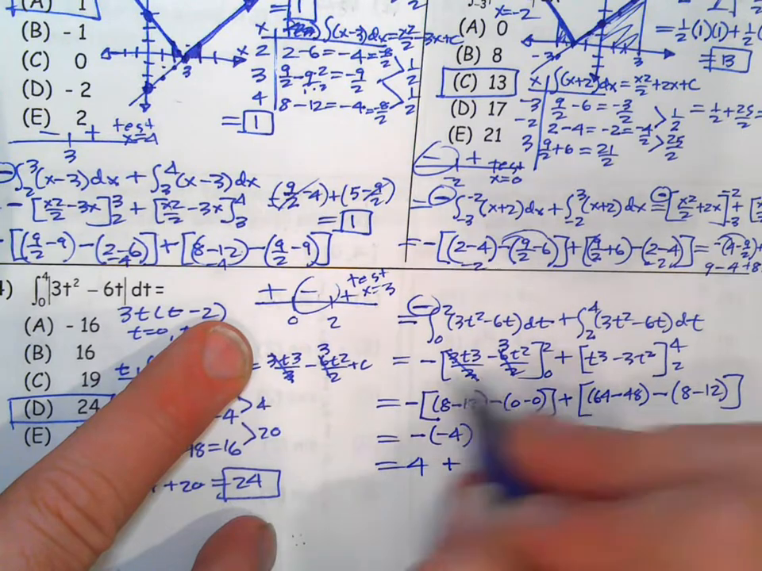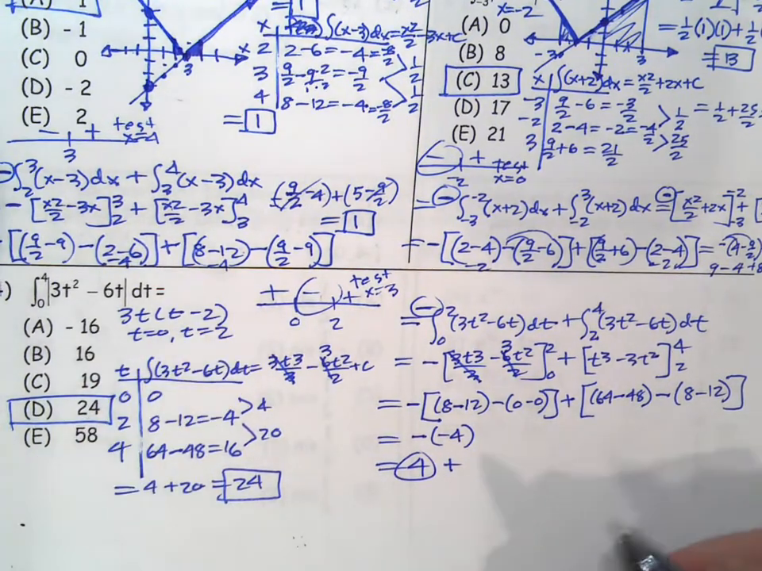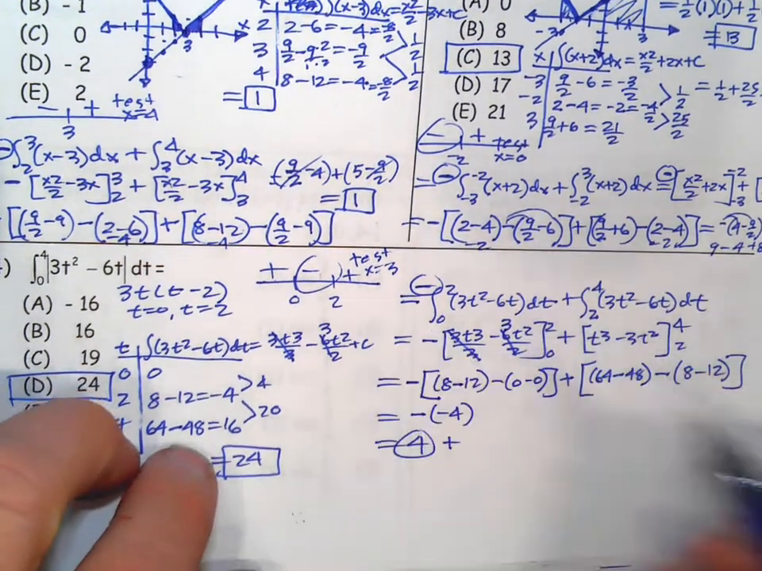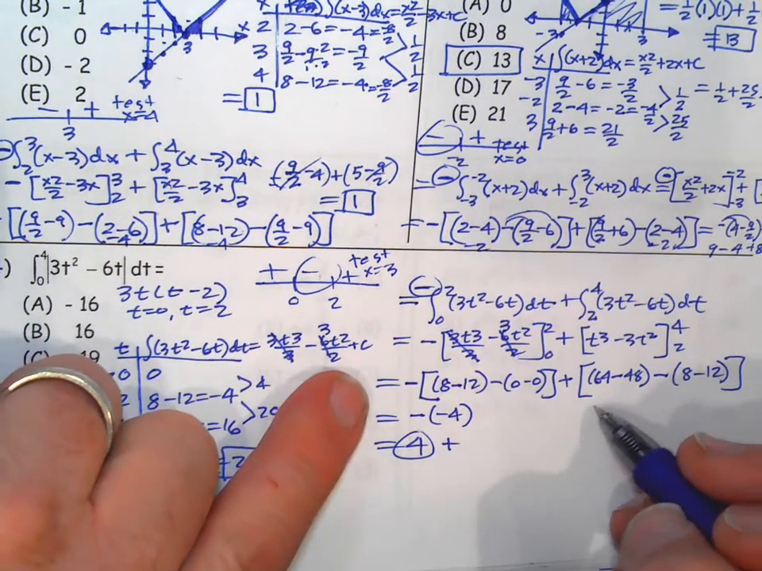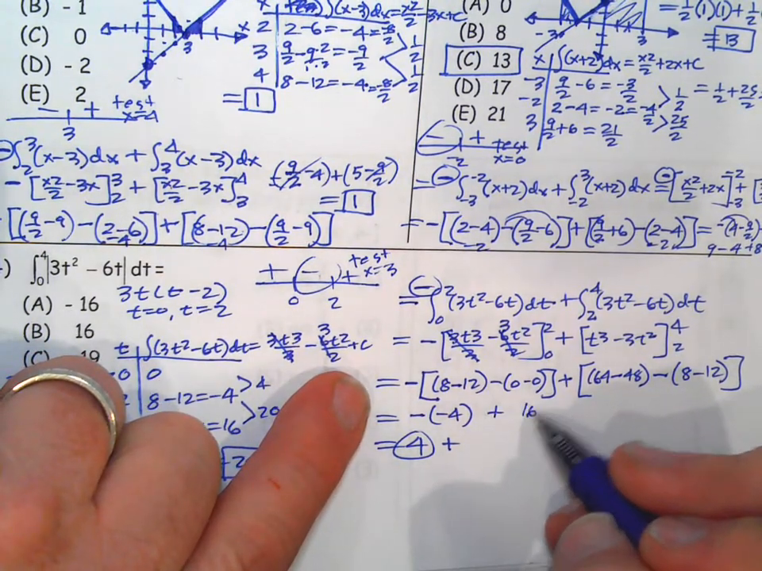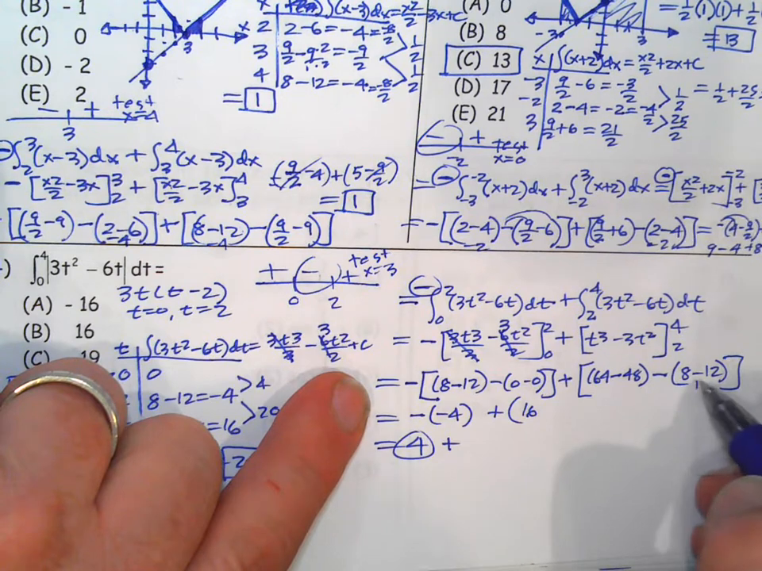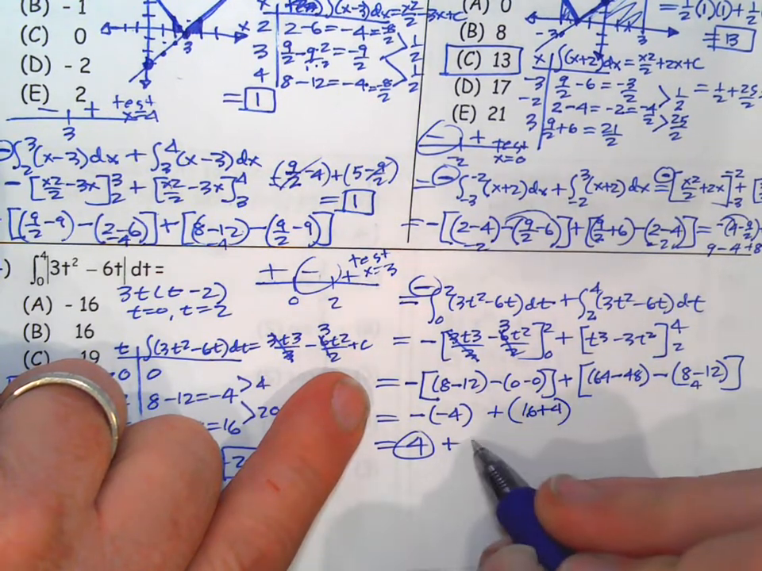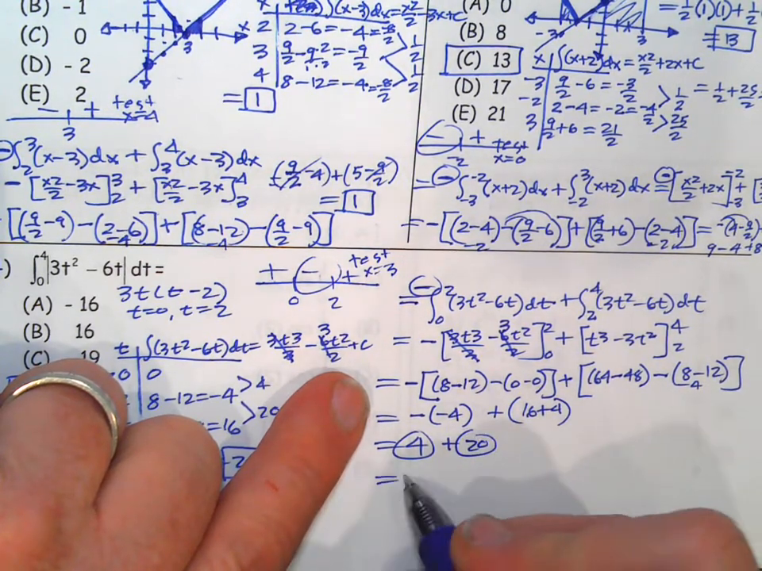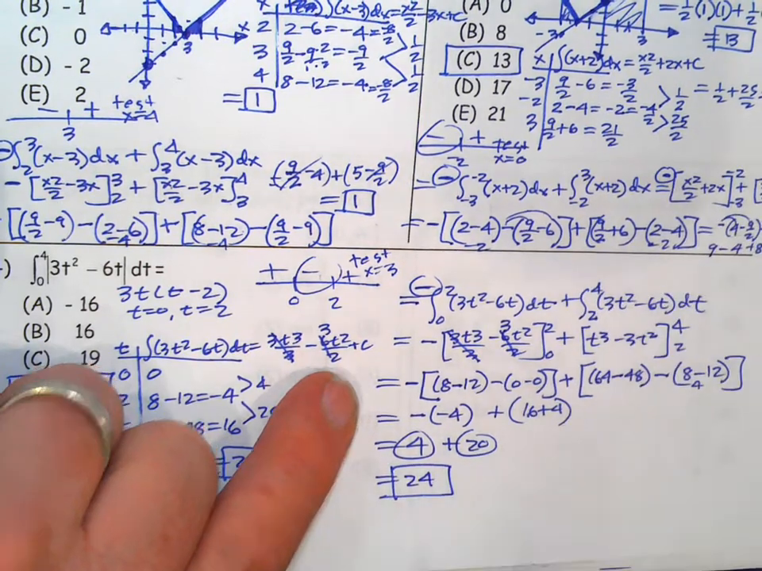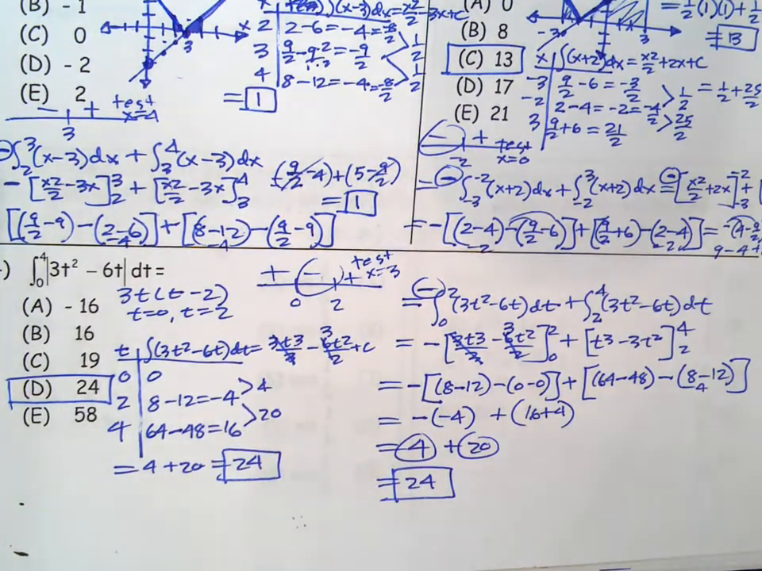If you do all of 1, it should end up positive. Like that's the point. That's why we fix it with a negative. This is going to be 16 plus 4 is 20. And then we get 24. So it's up to you. Either way, I'm showing you both ways.